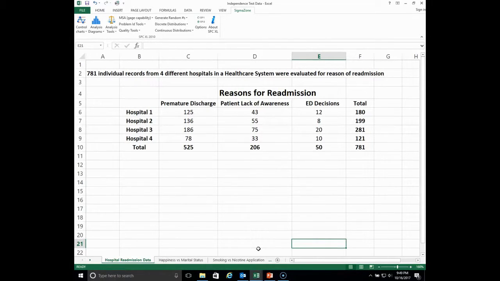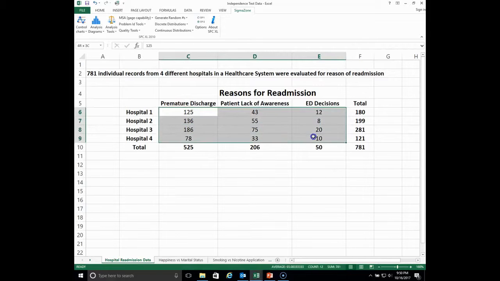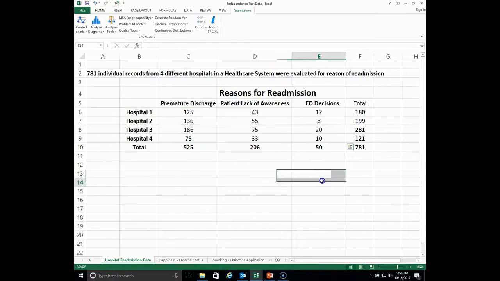The 4 hospitals are down the side, so we have 4 rows and we have 3 columns in this setup. You can see the total there, 781, the subtotals of premature discharge and so forth. In other words, there were 125 patients from Hospital 1 that were deemed to have a premature discharge and so forth. So you can see the cross classification here. We have 4 times 3, 4 rows, 3 columns, 12 numbers, and these are the numbers that we would have to garner to put into the software.